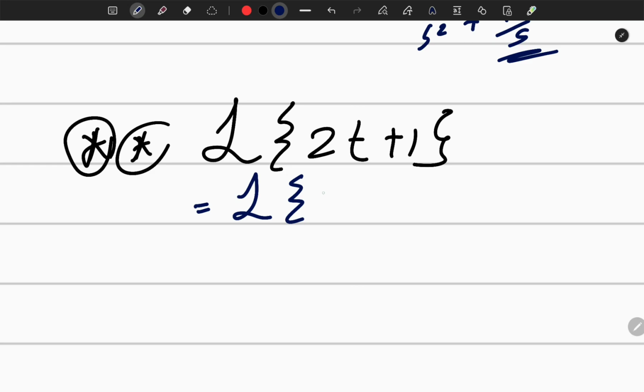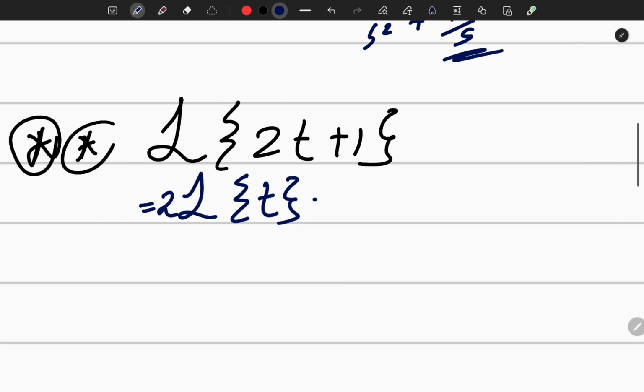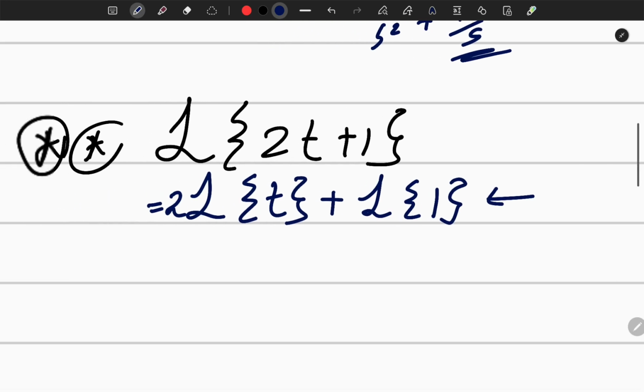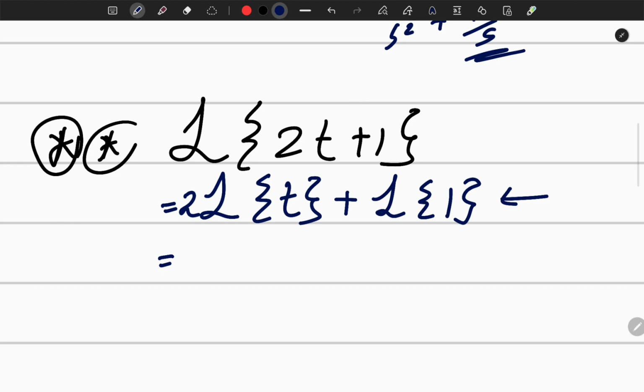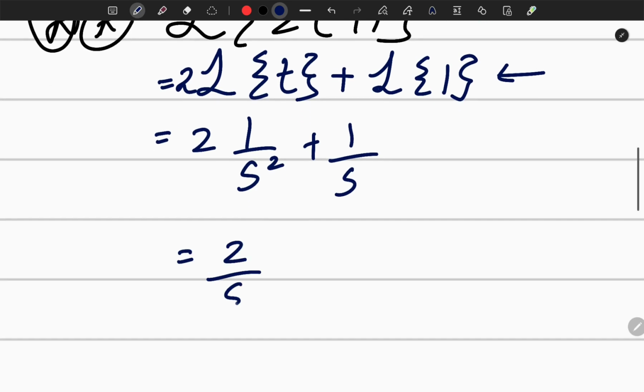This is the Laplace transformation of 2t plus 1. Then I can write this as the Laplace transformation of t, taking 2 out, plus the Laplace transformation of 1. This is linearity, right? Now I can plug in the properties I proved in the last videos. So the Laplace transformation of t is 1 over s square, plus the Laplace transformation of 1 is 1 over s. This is basically 2 over s square plus 1 over s.